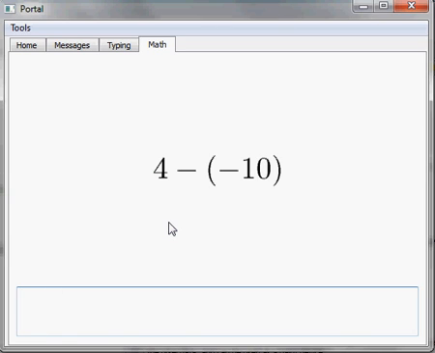Okay, here's a little bit tricky one. 4 minus -10. The rule is that when you see two negatives next to each other, like when you're subtracting a negative number, those negatives cancel out and become positive. So again, once you make that cancellation, it becomes 4 plus 10, which is just 14.